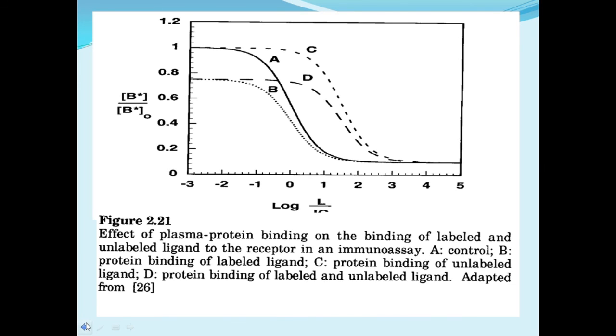Interferences from related substances, that is metabolites, degradants, etc., is generally assessed by the comparison of IC50 values of potential interferences with the IC50 value for the analyte of interest. What is IC50? Here, log of L upon IC50. Thank you.